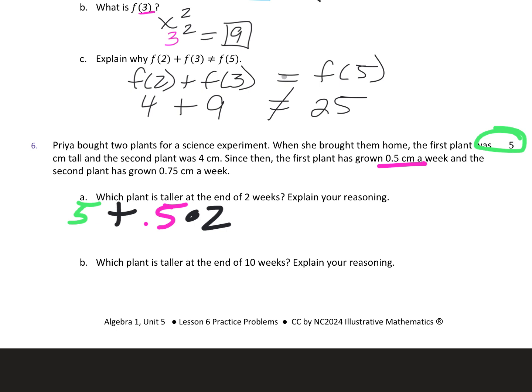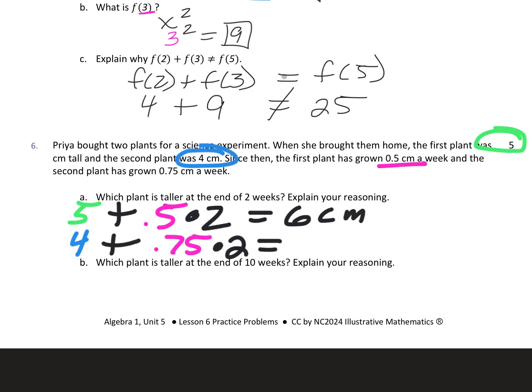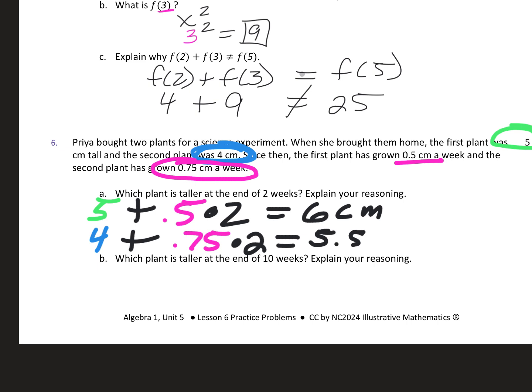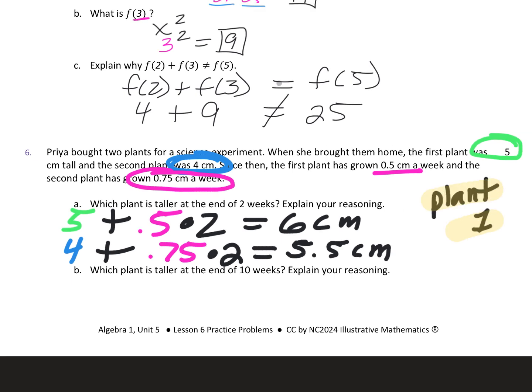For part A, the first plant started out as 5. Then it grew half a centimeter a week, and it asked for 2 weeks. So at the end of 2 weeks, if I do 5 plus 0.5 times 2, plant number 1 was 6 centimeters tall. Plant number 2 started out at 4, and then it grew 0.75 centimeters a week. So still times 2 weeks. So after 2 weeks, plant number 2 was 5.5 centimeters. So plant 1 was taller at the end of 2 weeks.